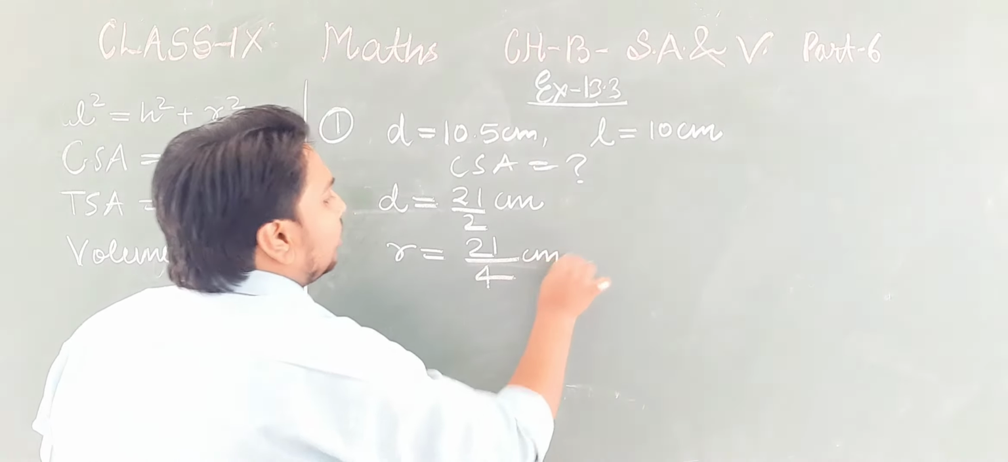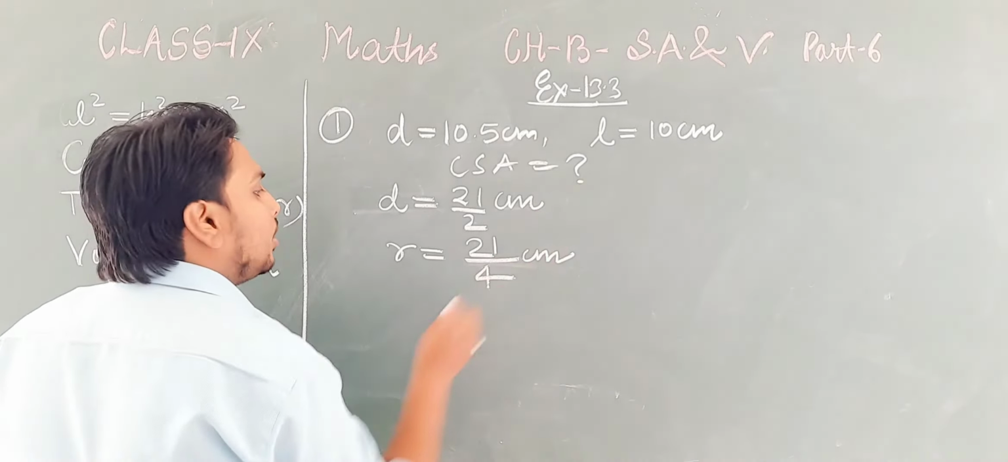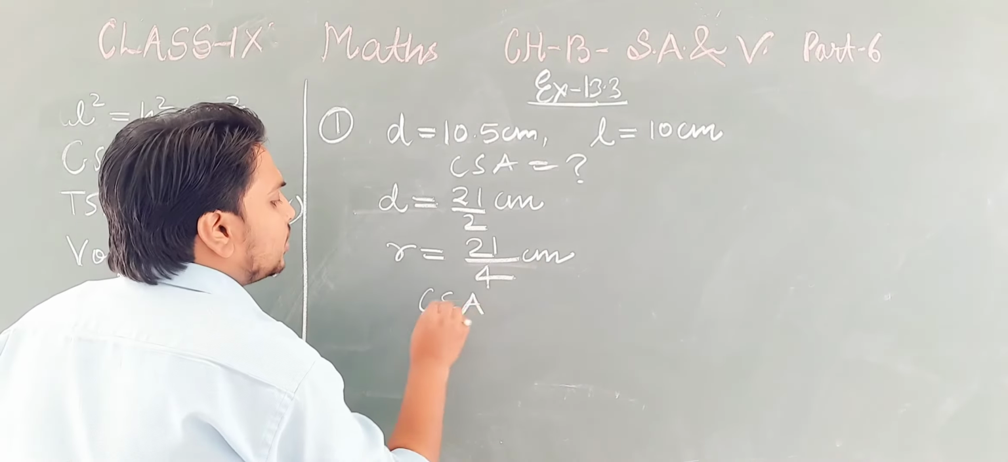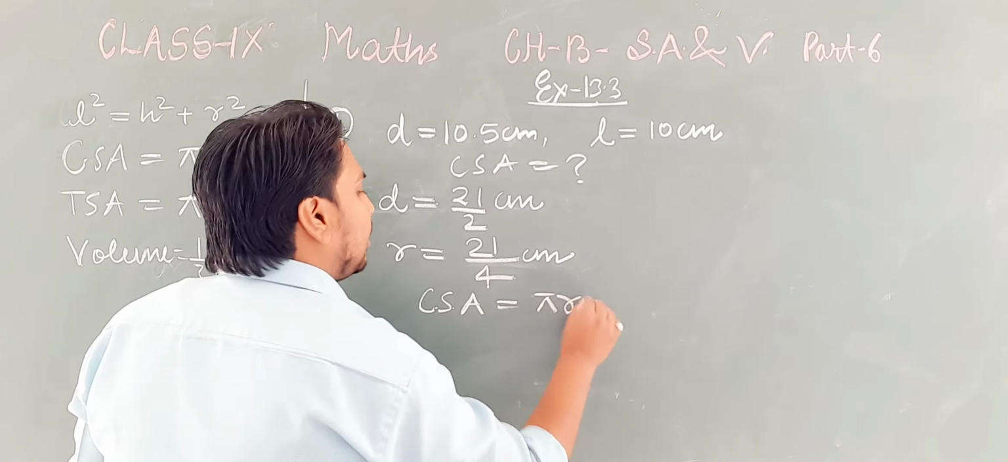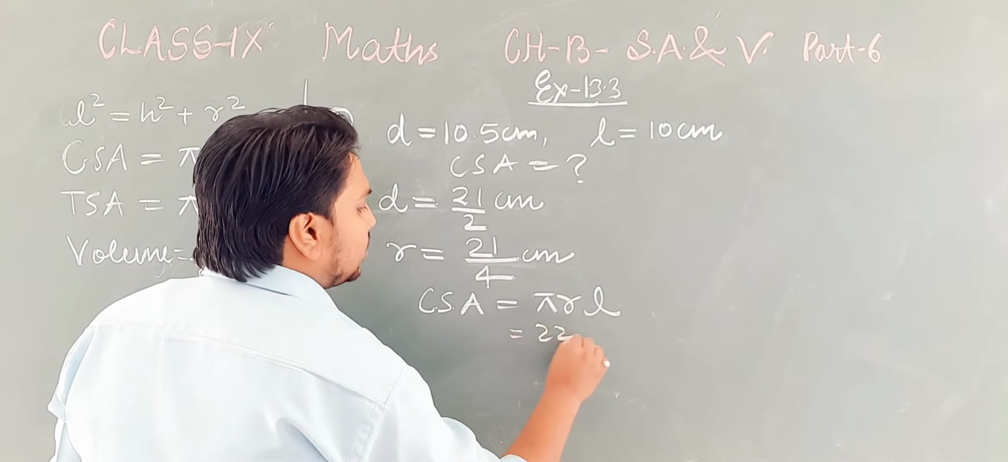So this is the radius and L is given. Now the formula for curved surface area is what? Pi r L. So pi is what? Pi is 22 by 7.